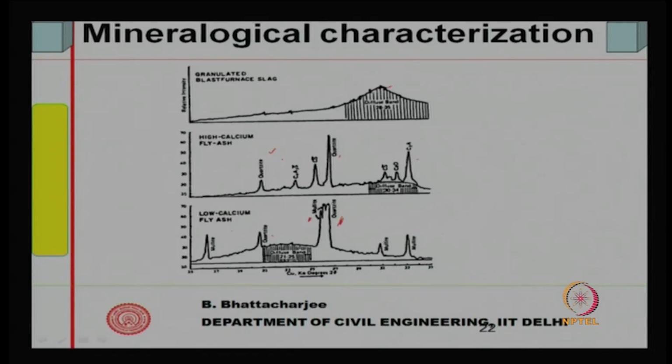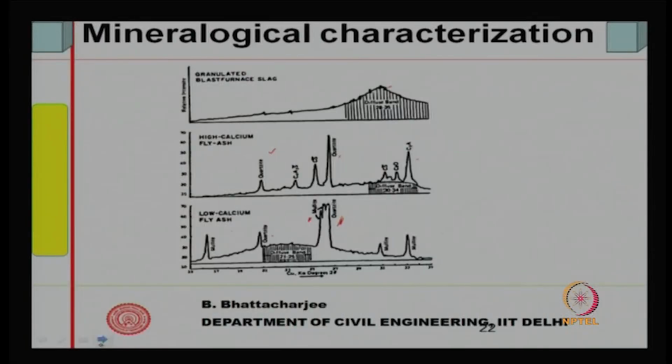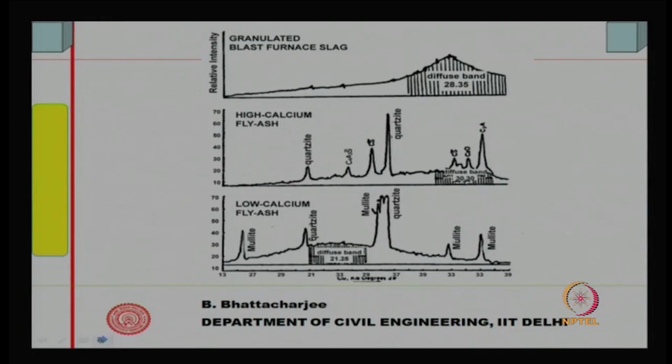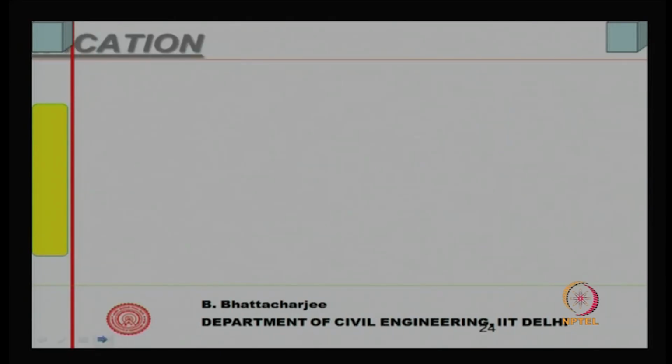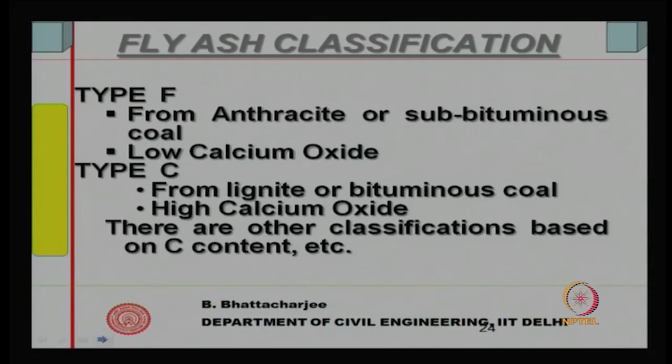So, these are typically the mineralogical compositions, or the X-ray diffraction results, of fly ash and GGBFS. There is more amorphous material in GGBFS compared to fly ash, which has some crystalline material. Right, this is shown in slightly more detail: low calcium fly ash, high calcium fly ash and GGBFS.